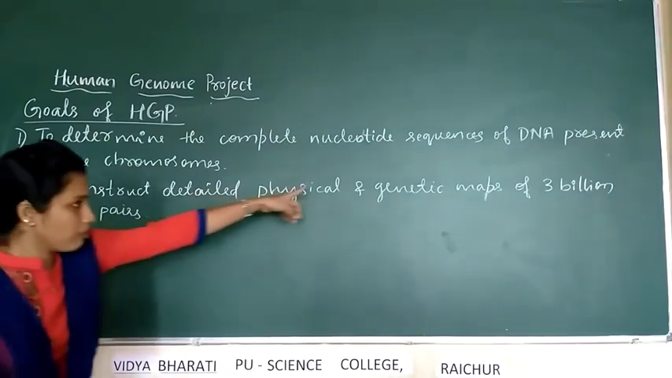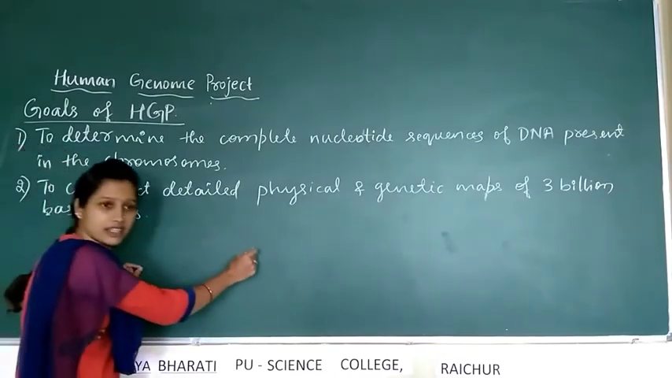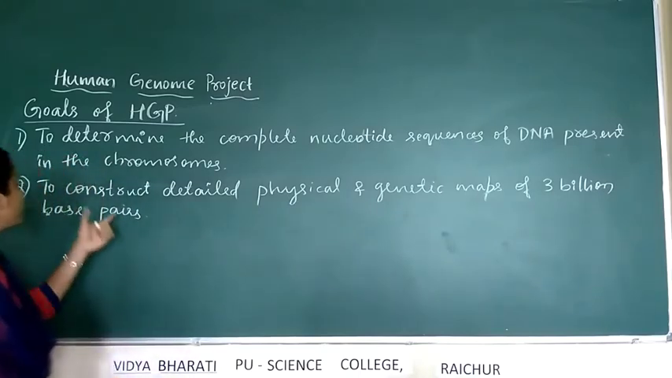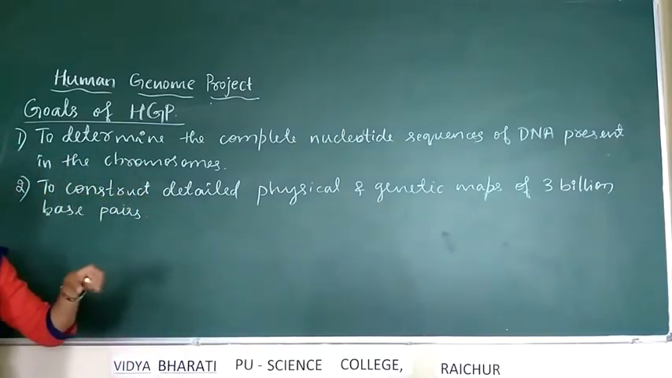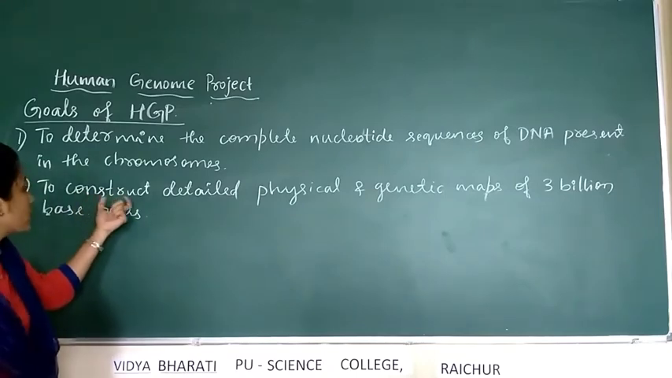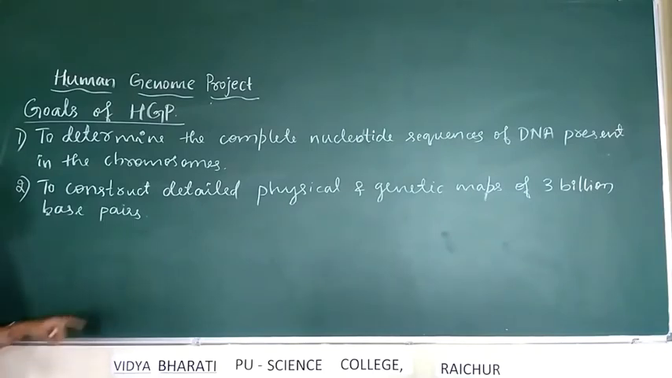Map, in the sense, nucleotide sequences present in each gene, right? Like that, after identifying the nucleotide sequences, they need to construct a detailed map of about 3 billion base pairs.